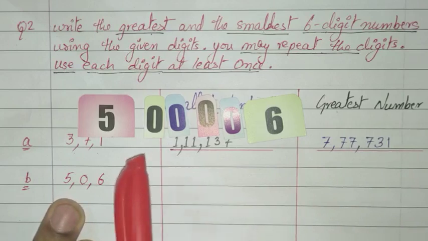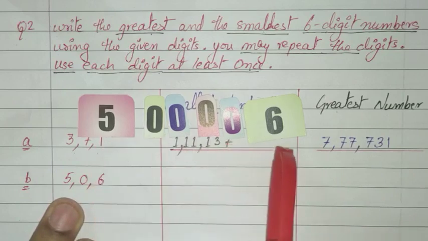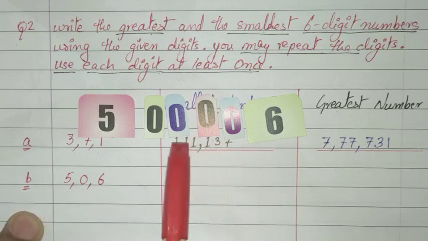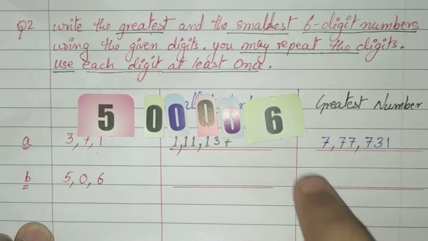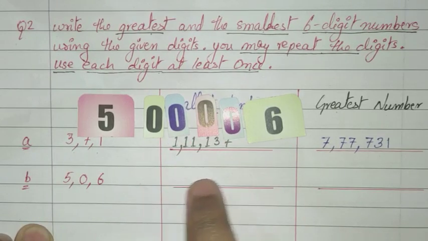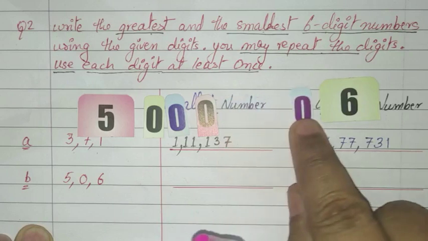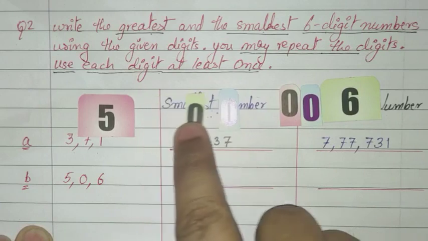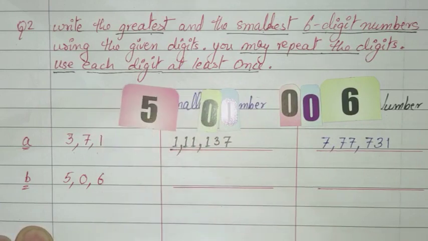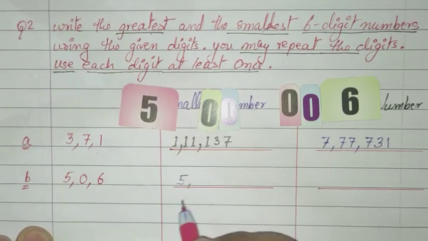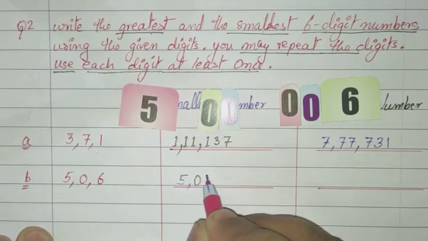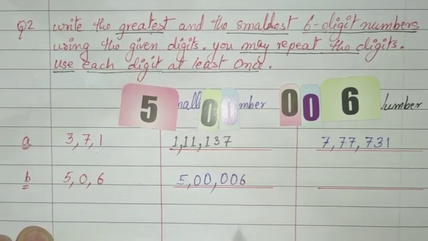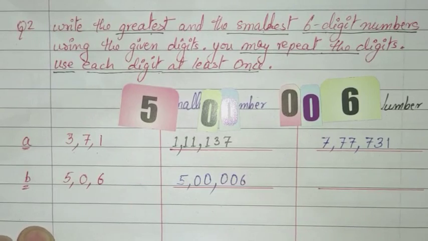So, the digits are 5, 0, 6. And you have repeated the smallest digit 0. How many times? 3 times. 0, 0, 0. Now step 3 is put comma to separate periods. Ones, tens, hundred. Then we have thousand, 10,000, and then lakh. So the number is 5, comma 0, 0, comma 0, 0, 6. Is that clear?